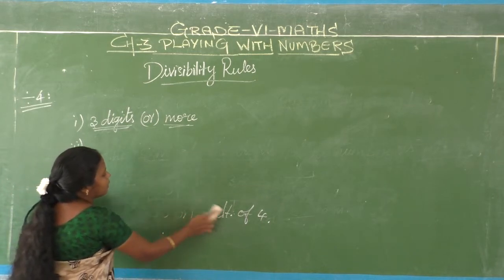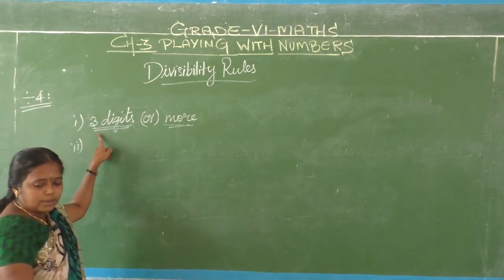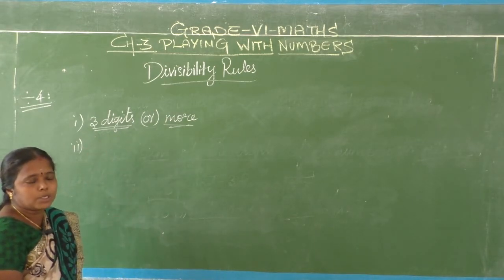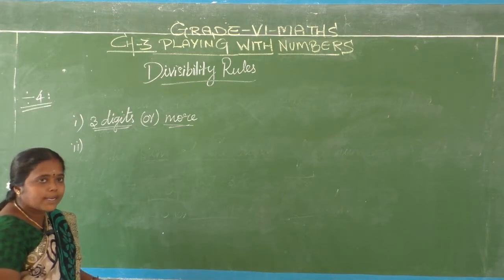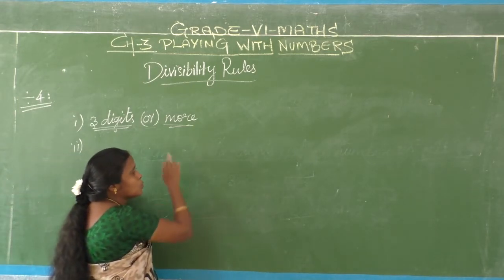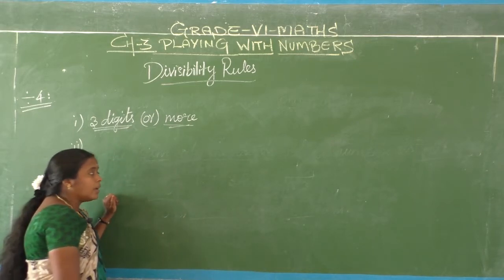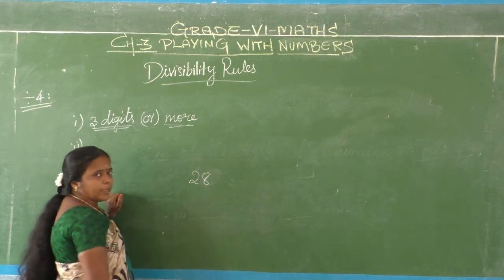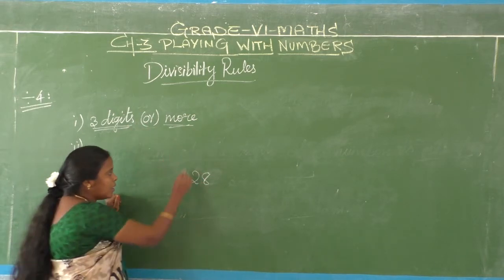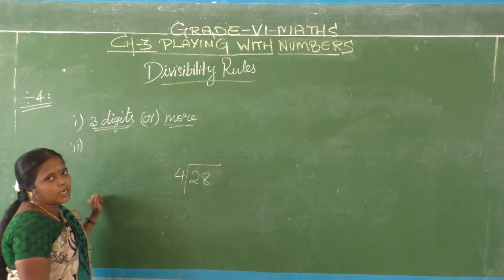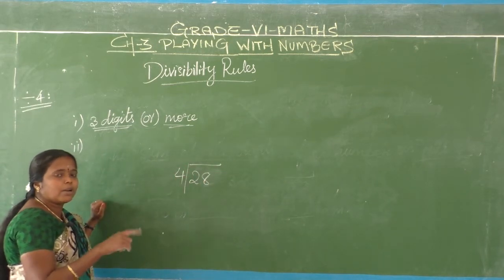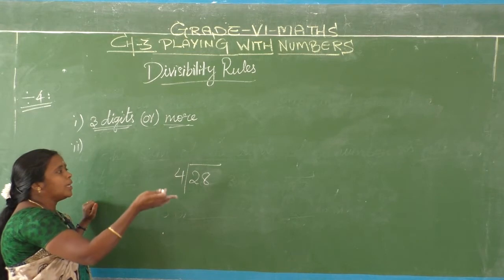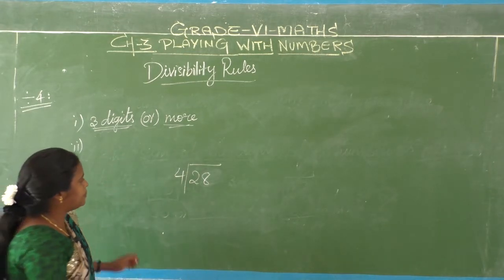Suppose you ask me, ma'am, condition number 1 says 3 digits or more than that, but what about numbers with less than 3 digits? How can we solve those? There this rule is not applicable. Suppose I take 27 or 28, a 2 digit number. You can't apply this rule there. You have to solve by normal division only. For 2 digit and single digit numbers, you have to solve by the normal division method. Only for 3 digits and more than that is this rule possible.